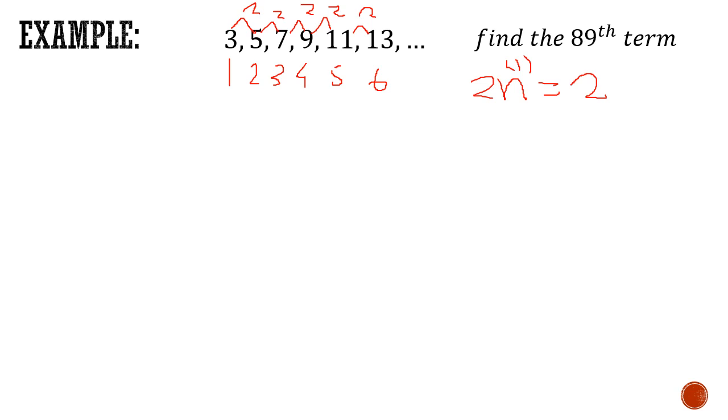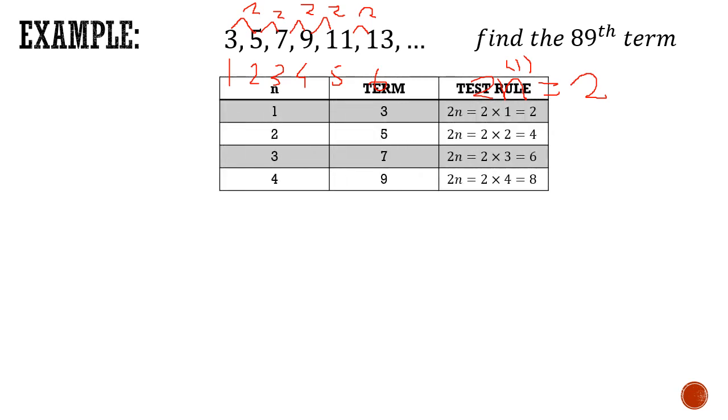So, let's test the rule. Ayan. So, yung n natin, which are 1, 2, 3, and 4, and the term na kailangan natin is yung 3, 5, 7, 9. Nung tinest natin yung rule na 2n, ang nakuha natin is 2, 4, 6, and 8. So, papansinin natin yung nakuha nating mga sagot, kulang siya ng isa para magkaroon tayo ng ganitong mga values. So, we need to find another rule.